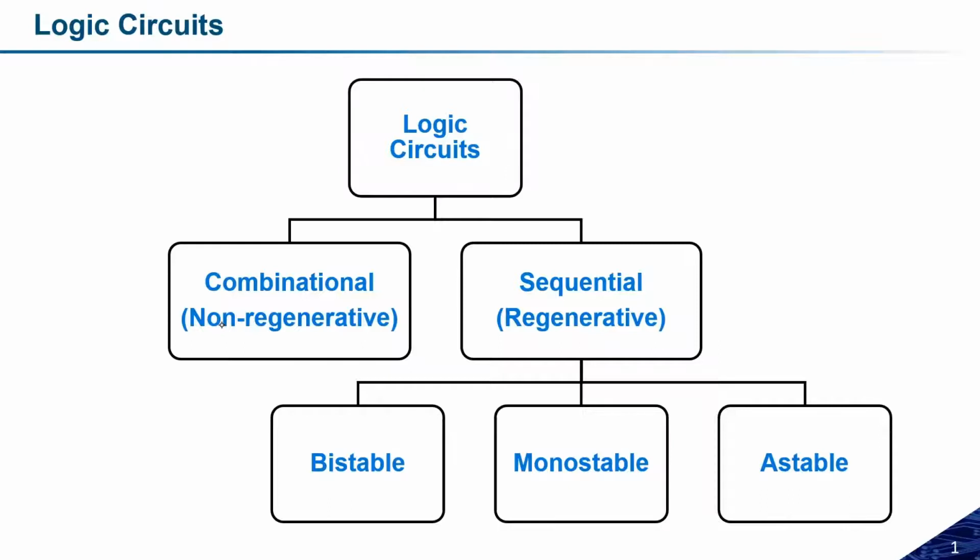Suppose I have an SRAM memory; we have two storage nodes. If I force one storage node to store logic 0, then by default the other node will be logic 1, and vice versa. We have two stable states, either 0 or 1. This kind of sequential logic circuit is known as a bistable logic circuit, where we have two stable states. Based on the input we provide, we can achieve that output, whether logic 1 or logic 0. So this is all about the bistable.